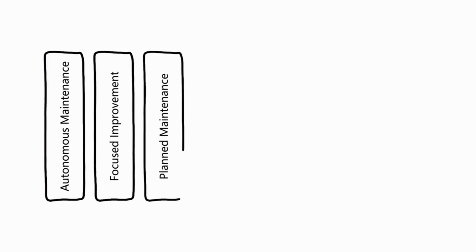Pillar 1, Autonomous Maintenance. Operators who use all of their senses to help identify causes for losses. Pillar 2, Focused Improvement. Scientific approach to problem solving to eliminate losses from the factory. Pillar 3, Planned Maintenance. Professional maintenance activities performed by trained mechanics and engineers. Pillar 4, Education and Training. Support to continuous improvement of knowledge of all workers and management.